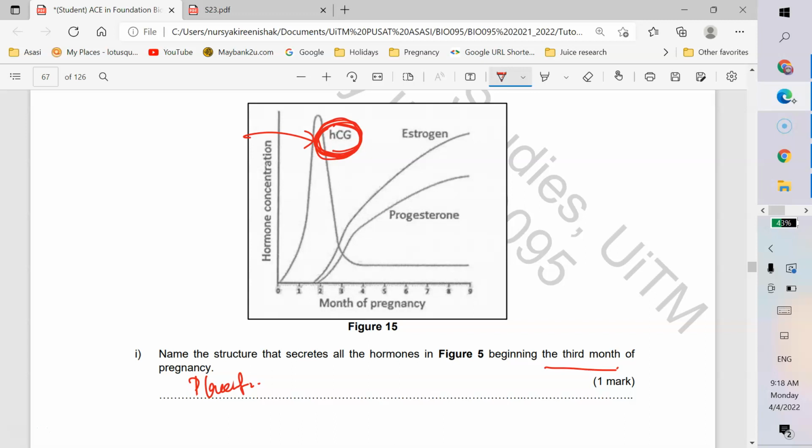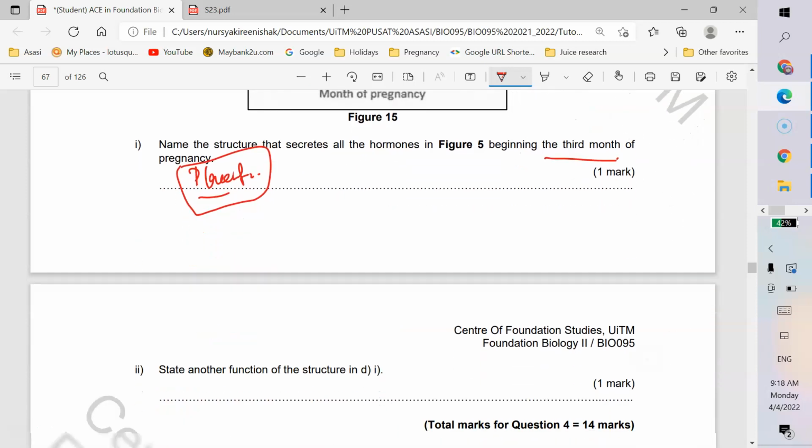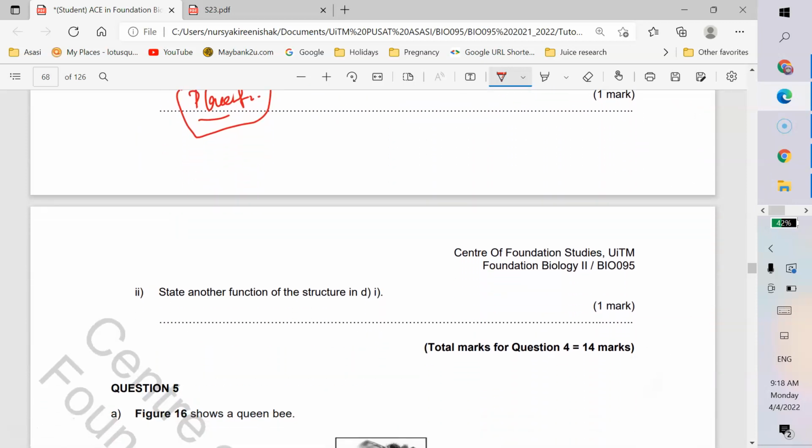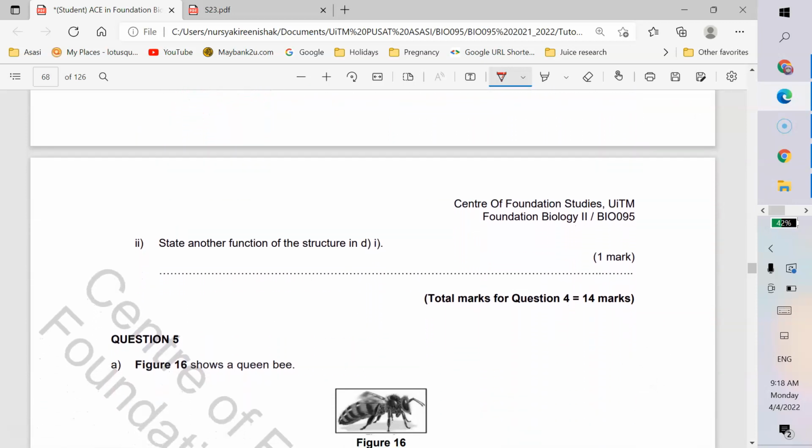Tapi bila dah berlaku fertilization, dah berlaku implantation, dah berlaku penghasilan embryo, dah ada placenta, lepas tu HCG akan disekretkan oleh placenta. Placenta akan continue secreting estrogen dan progesterone. Sebab apa? Pada masa ni corpus luteum dah tak ada. Okay, corpus luteum dah degenerate. So yang akan take over the secretion of all these hormones adalah placenta. Okay. So thank you, Izzat.